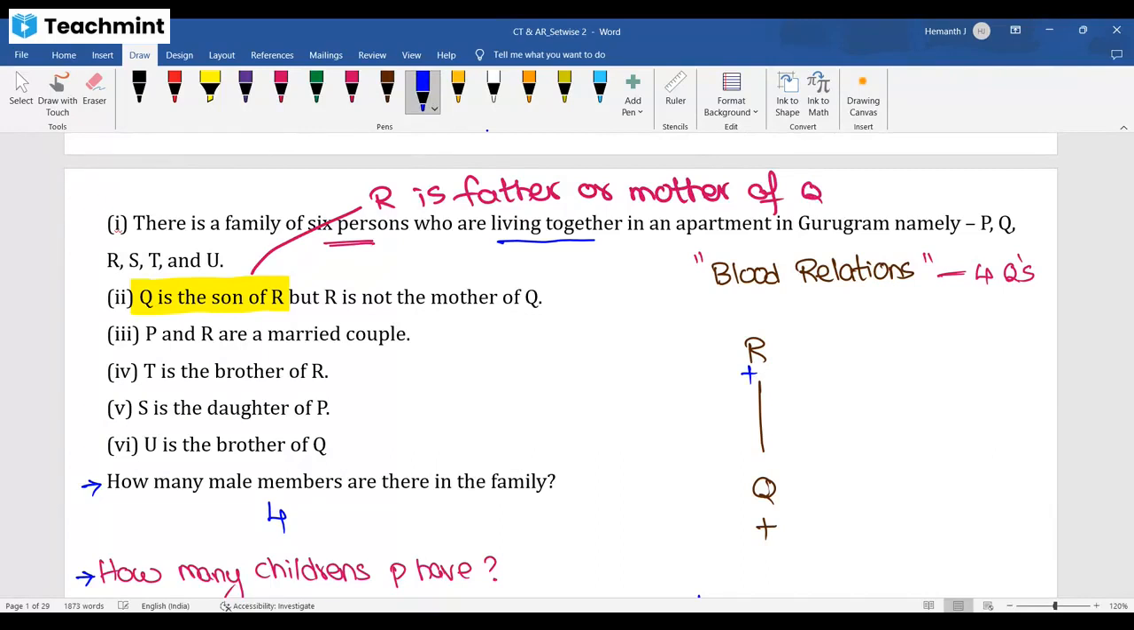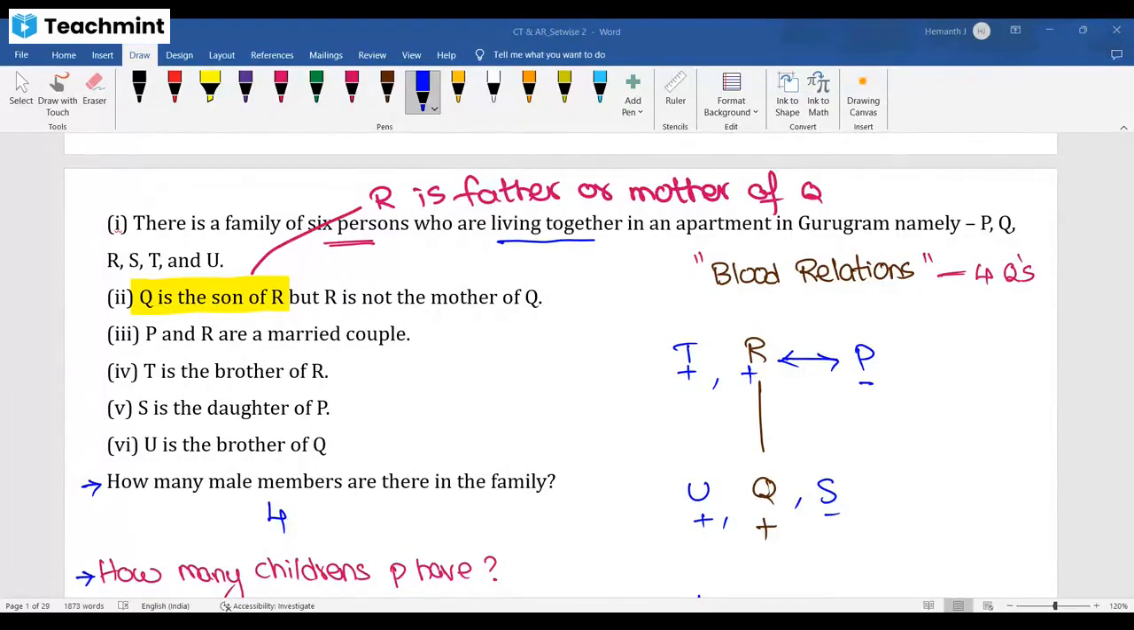P and R are a married couple, which means in a couple, if one is male, the other must be female. Now R and P are a couple, they have a child Q. They say T is brother of R. S is the daughter of P. As R and P are a couple, S is daughter of P and R also. U is the brother of Q. Brother means same generation, same level, you have to write. That's it. S may be the wife of T.